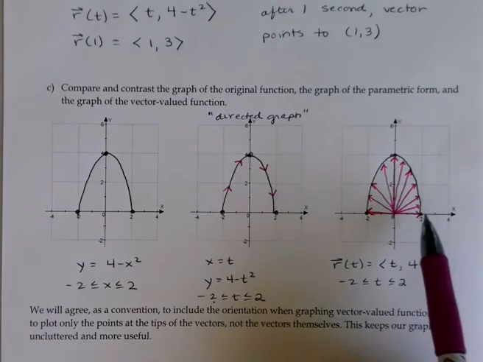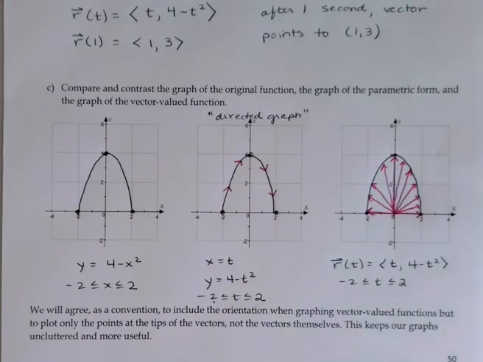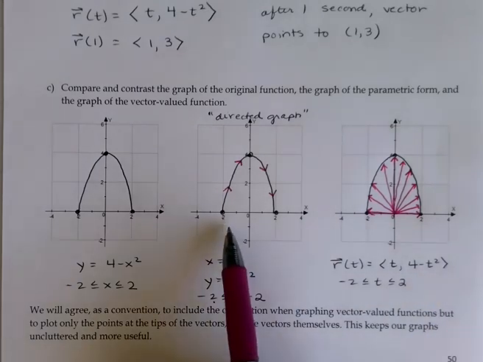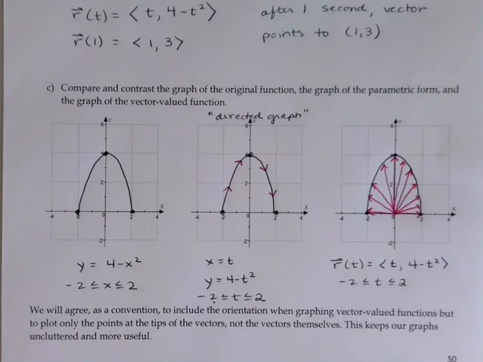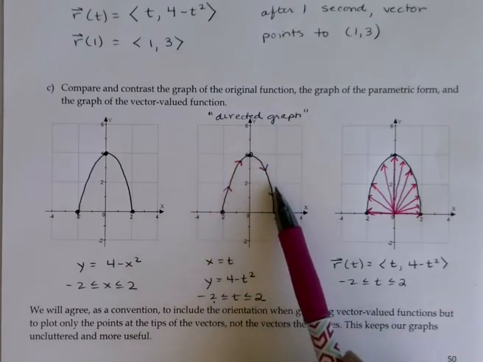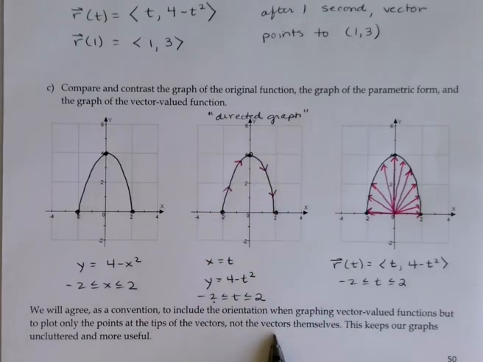Now, that's a pain to draw. And as a matter of fact, it makes the graph really messy and kind of hard to read. So typically, even when we have something expressed as a vector-valued function, we typically actually graph it as a parametric graph anyway, as a directed graph. And so we're going to kind of agree to do that as a convention. We'll plot only the points at the tips, just like we've done here, not the vectors themselves. And again, just keeps the graph uncluttered and more useful. But just know in the back of your mind, that is actually what the graph of a vector-valued function would look like.